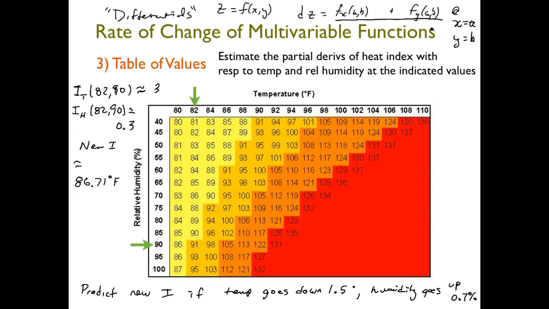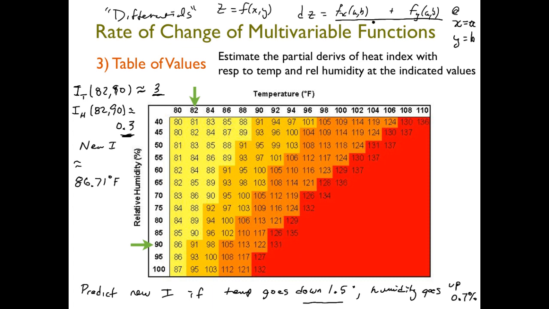Is that what you guys did here? You took 3 plus 0.3 and that gave you the change in z. Is that what you did? No, right? So here's the partial with respect to t and the partial with respect to h. You take the partial with respect to t, and you multiplied it by the change in t, right? Given any change in t, the change in heat index was 3 times the change in t.